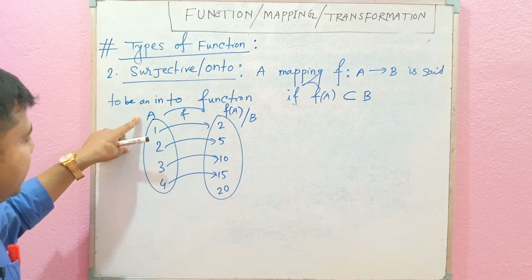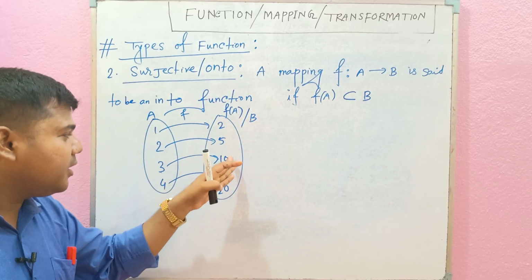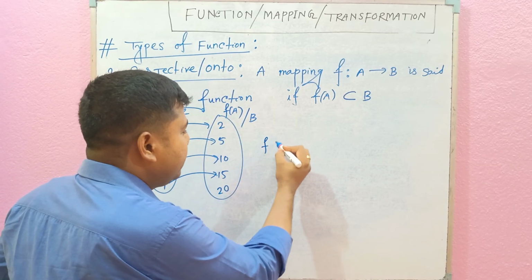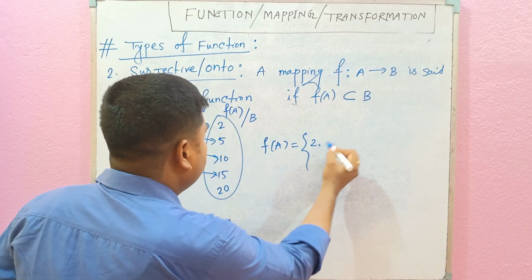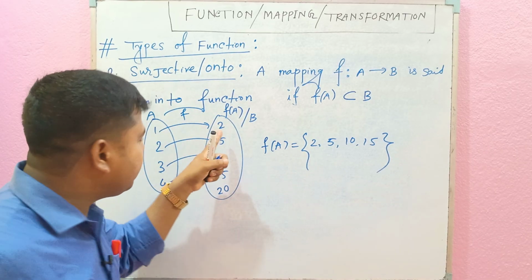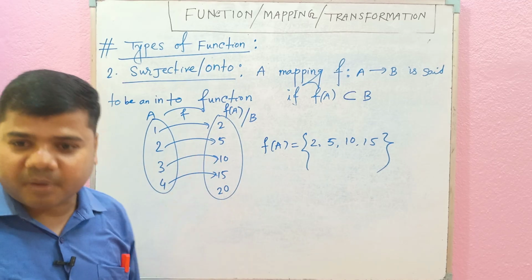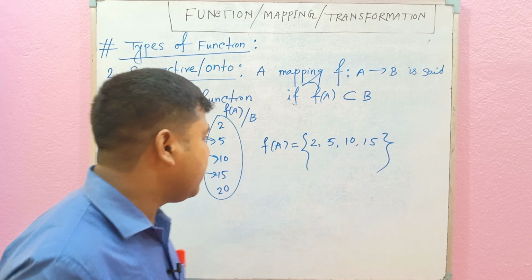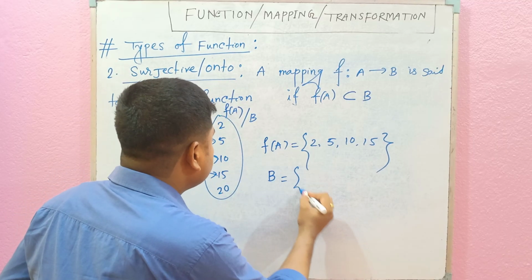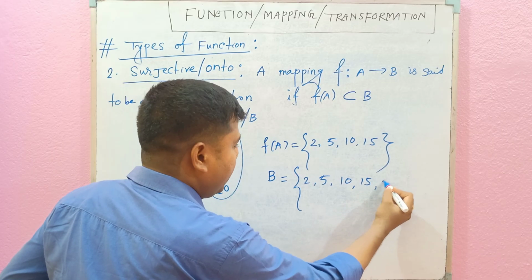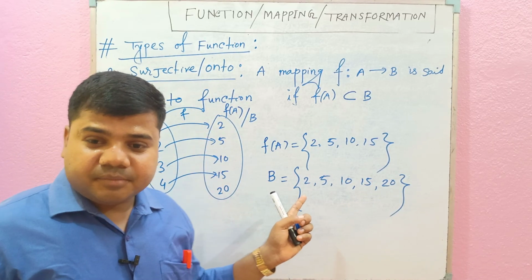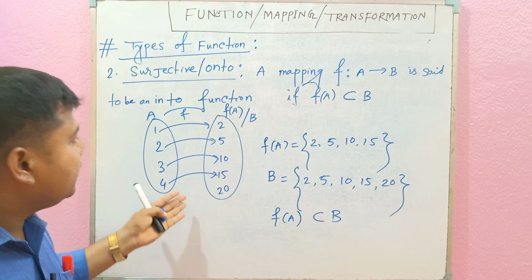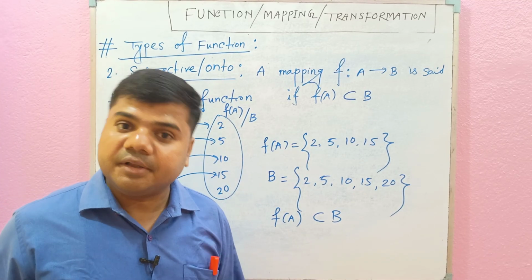For example, set A contains 4 elements and set B contains 5 elements. Here A is the domain and B is the codomain. We notice that the range set f of A is the set of 2, 5, 10, 15. 1 maps to 2, 2 maps to 5, 3 maps to 10 and 4 maps to 5. So the range set f of A is the collection of image sets, 2, 5, 10 and 15. But the codomain set means 2, 5, 10, 15 and 20. You notice this f of A is a proper subset of B. So this is an example of an into function. Is it clear?